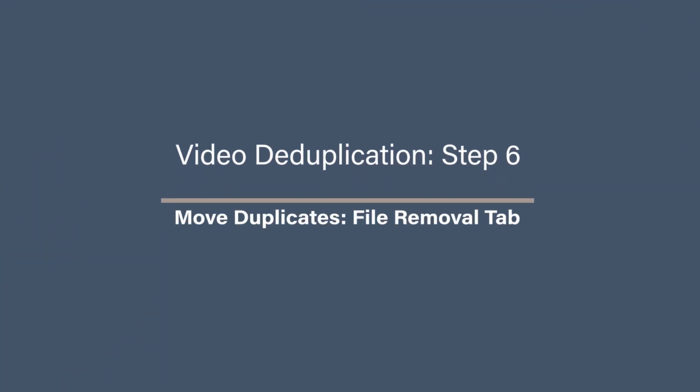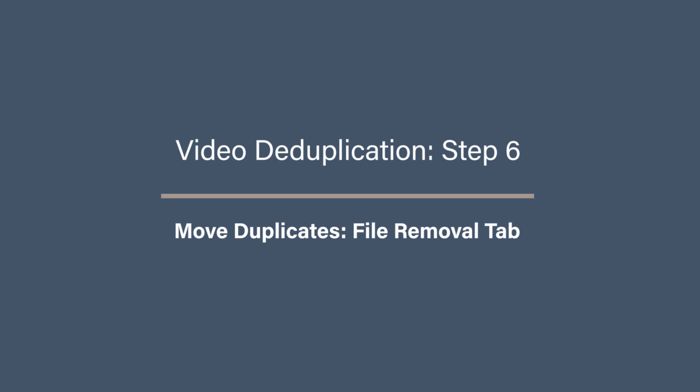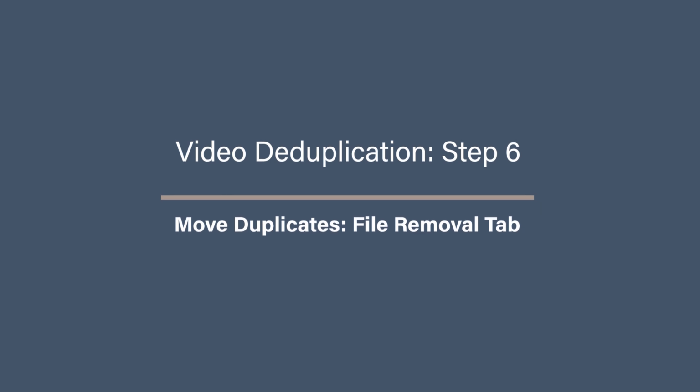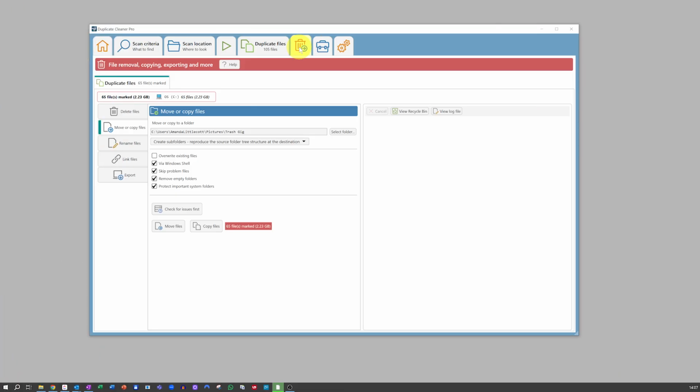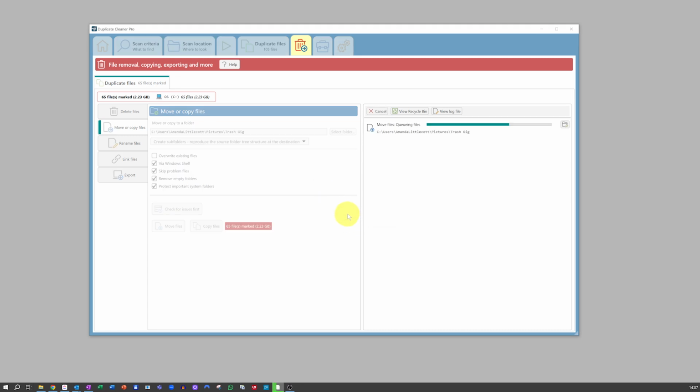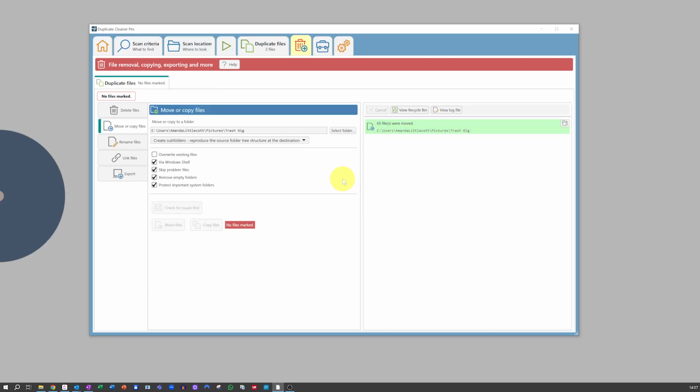Video deduplication, step 6, move duplicate photos, file removal tab. After reviewing all your files and finalizing your marking, it's time to deal with those duplicates. While again, you could just simply delete them, I still like to move them all into my little trash folder. So again, select to move or copy files, make sure that folder is still the same, select to create your folder structure so you can know exactly where the stuff came from, then move your files, confirm that you're happy with it, and your job is done.